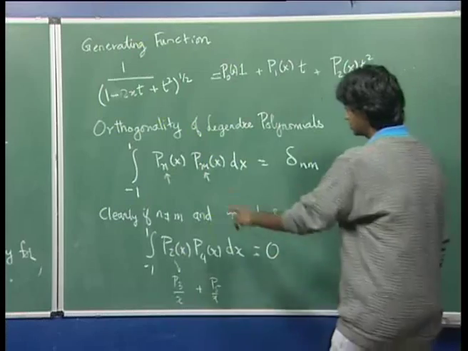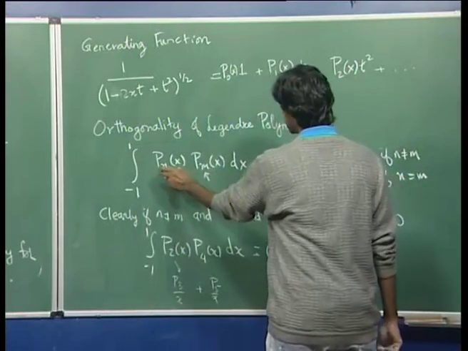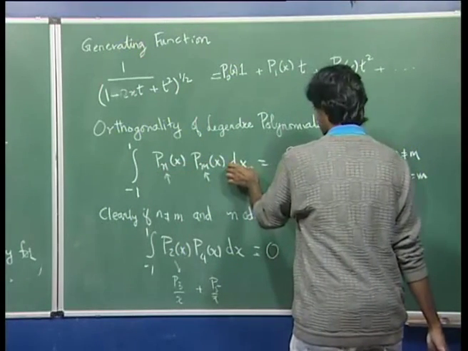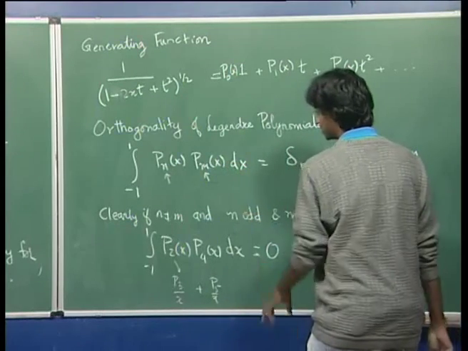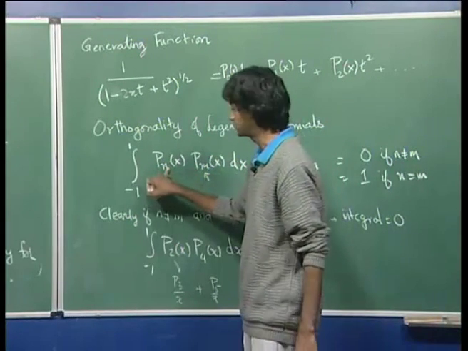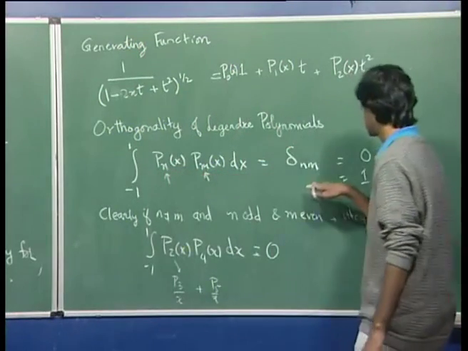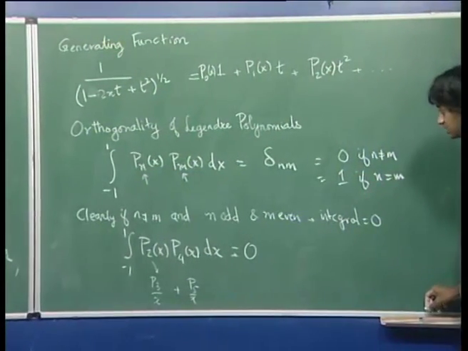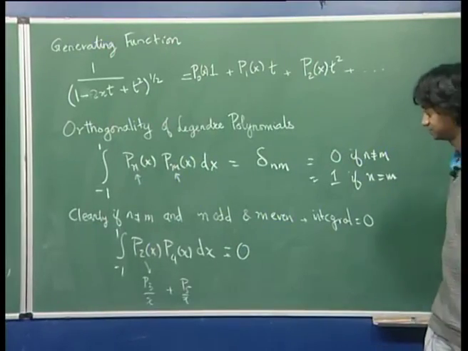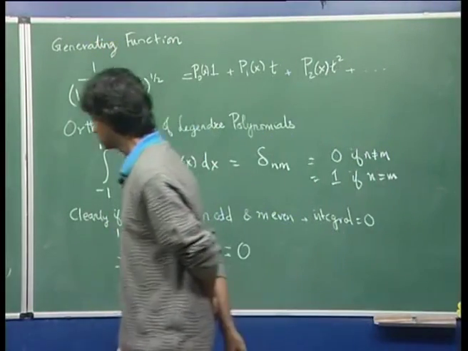Now, if you choose n equal to m, then you just get p n square dx. And this is where our choice of the constant multiplying p n comes into play. So we choose our constant such that the integral of p n square dx equals 1. This integral from minus 1 to 1 is 1.